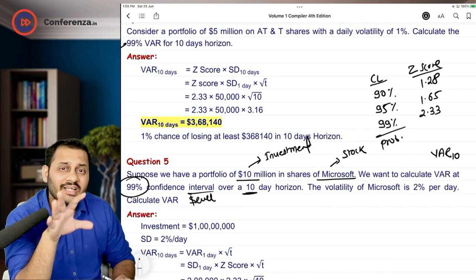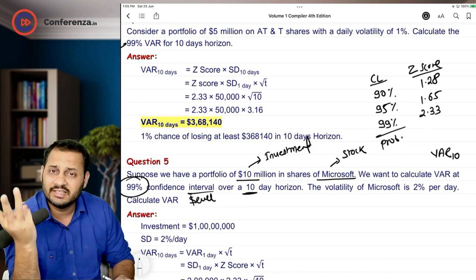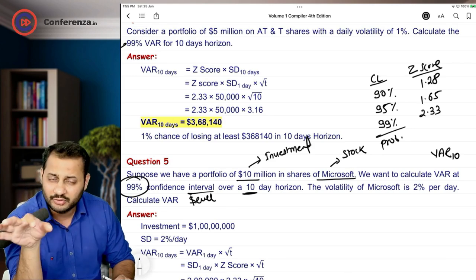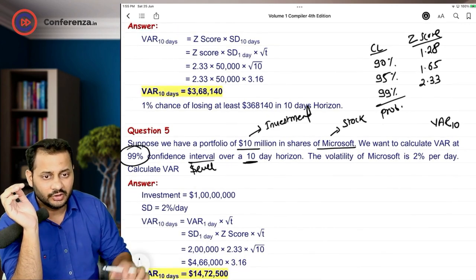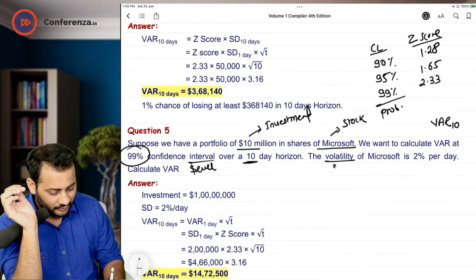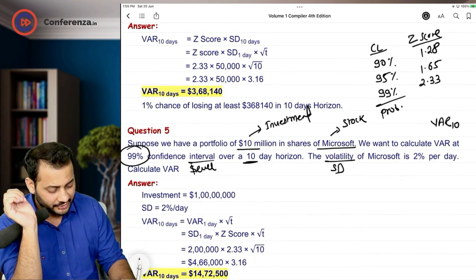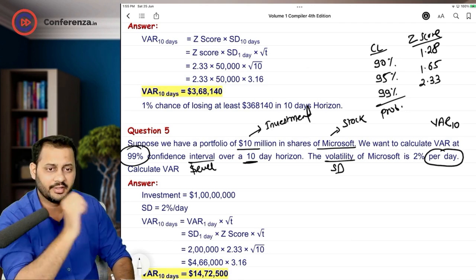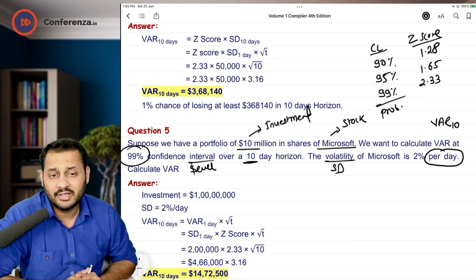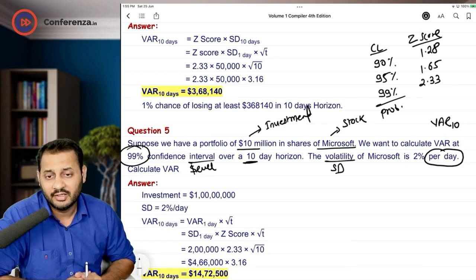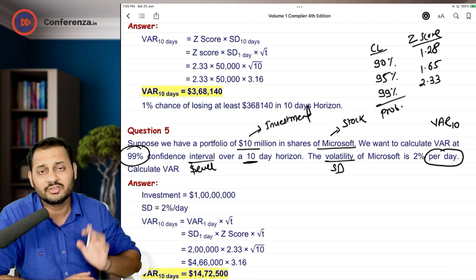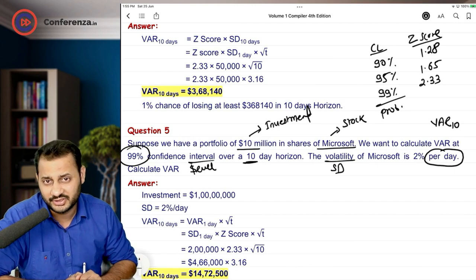But otherwise also there are just 3 numbers which you need to remember all the time while solving all the questions of risk management. The volatility, underline the word volatility, write down standard deviation. Also, please put a circle around this word per day. The volatility of 2% has been given for 1 day, and we have been asked to calculate the VAR for 10 days. This is where most of the students are going to make the mistakes.